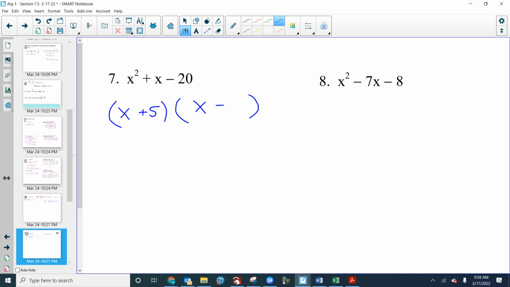Did you say 4? Yeah. I would agree. You guys get that? And again, check. 5 times -4 is -20, plus -4 is... it's common that people will get the sign on the wrong one. If I would have put the negative on the 5, it would have been a -1 in the middle, right? -1 in the middle. So be careful.